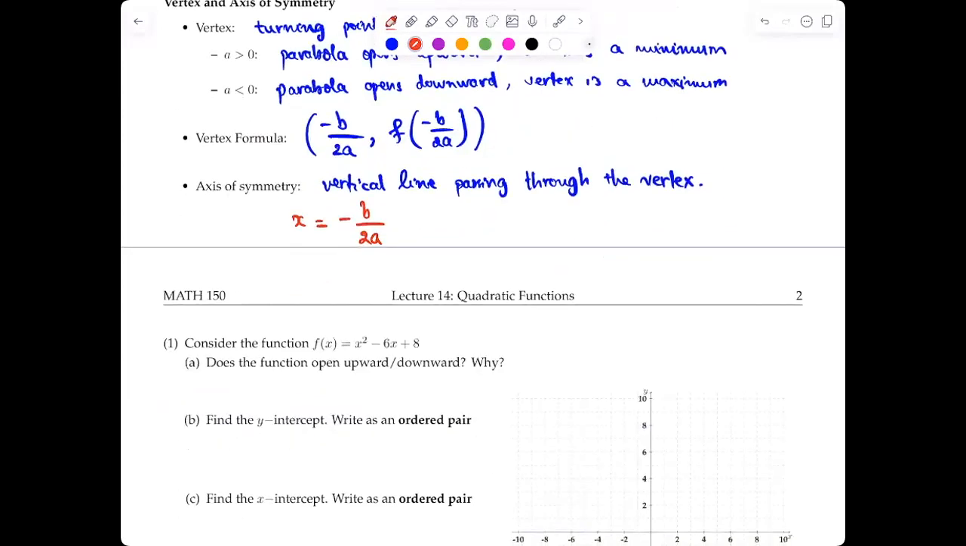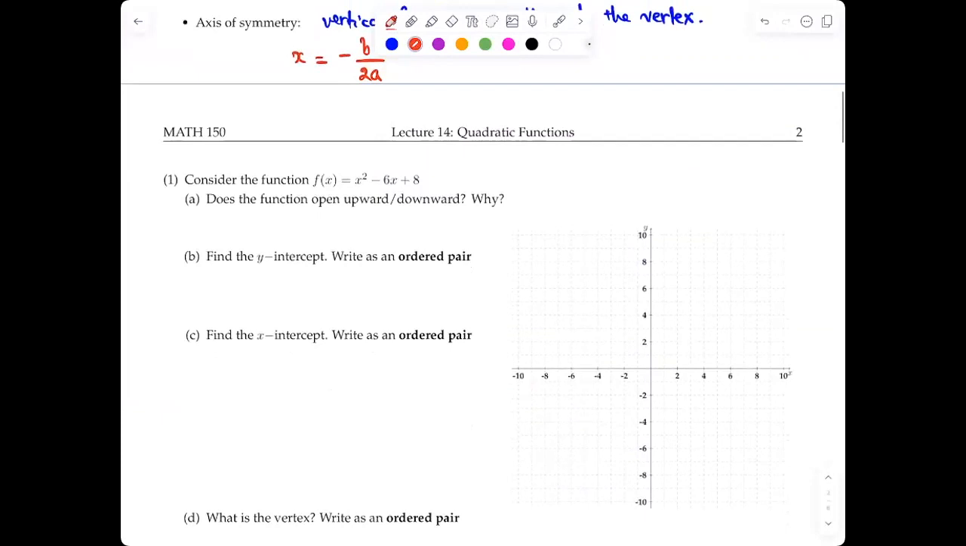We good? Any questions? All right. That's it for quadratic functions. That's all the information that you need about quadratic functions. Awesome. Good. All right, so let's do something. Don't go.